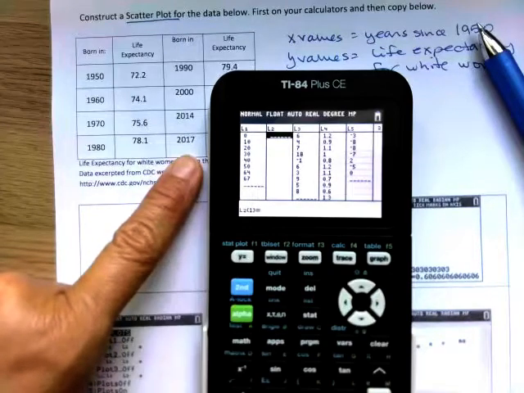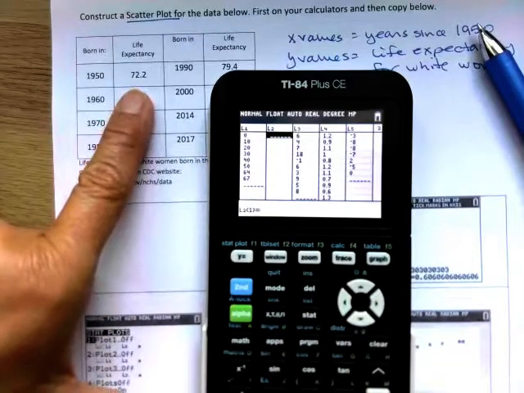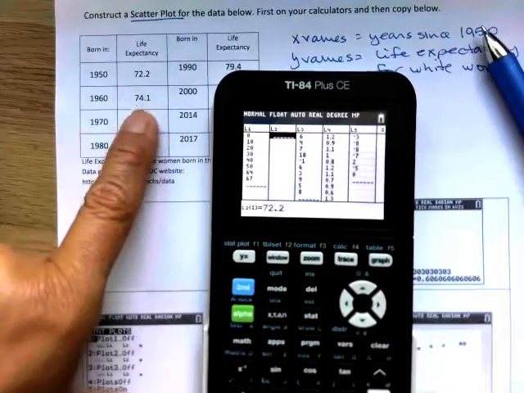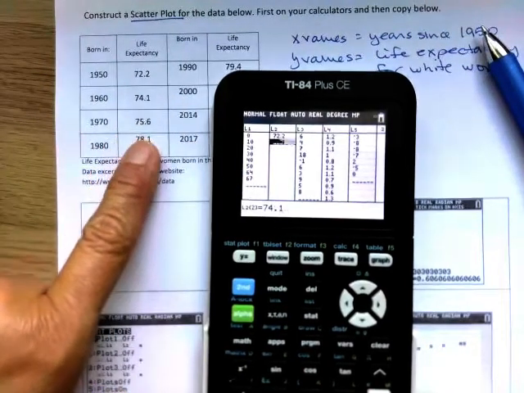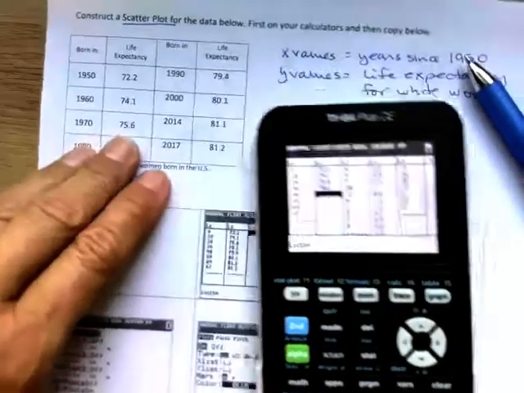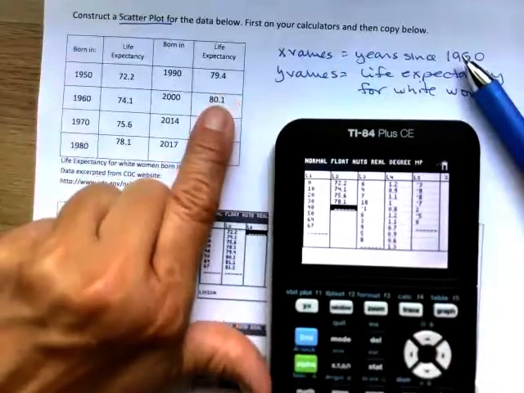And then in L2, I'm going to put the corresponding life expectancies. It's important that they correspond. So 0 has that 72.2, and 74.1, and 75.6, 8.1, making sure that they're across from each other.